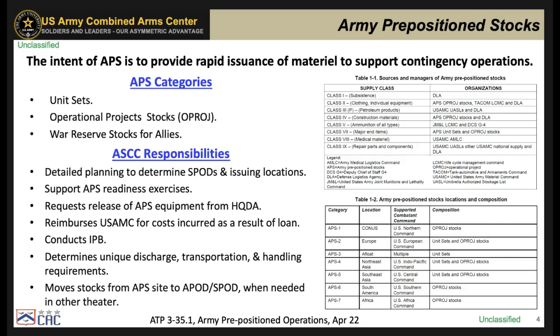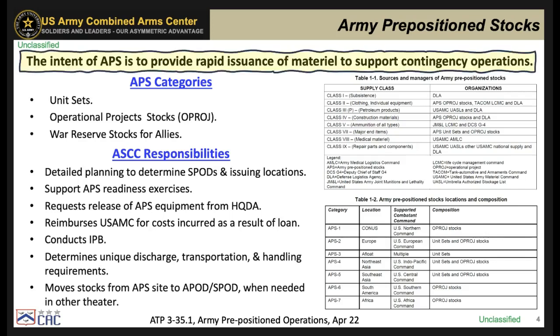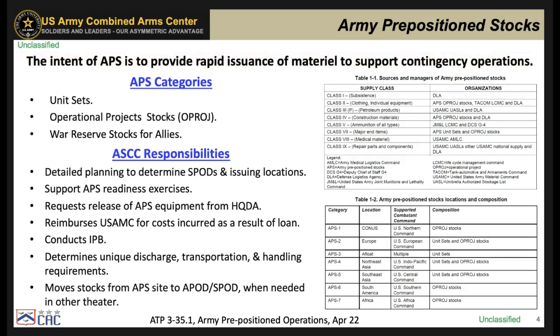Let's focus on the strategic utilization of Army pre-position stocks, commonly referred to as APS. The intent of APS is clear: to enable rapid issuance of materiel to bolster contingency operations. These stocks are categorized into unit sets, operational project stocks, also known as OPPROJ, and war reserve stocks for allies.